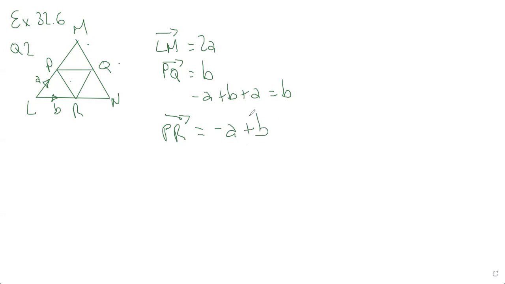Now, the book tends to rearrange this and never make the first term negative. So you could say it's B minus A. These two mean the same thing. They're both correct, but you'll find that the book is always giving us a positive first term.